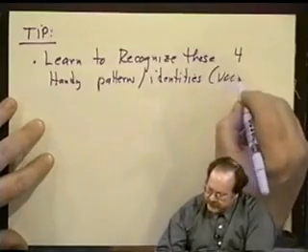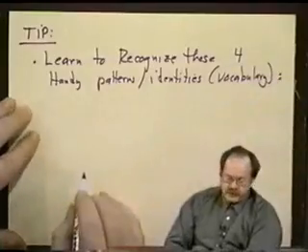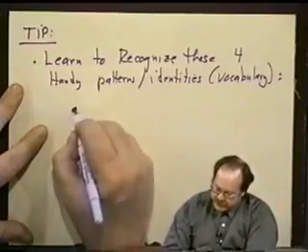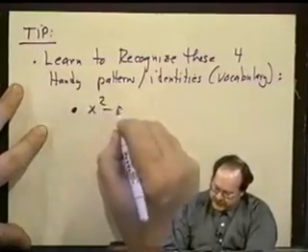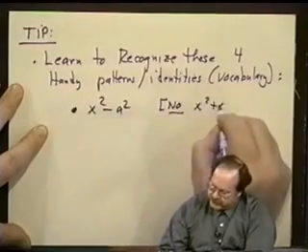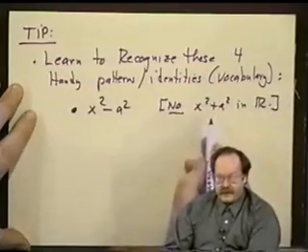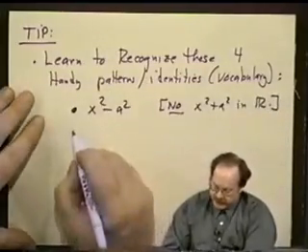And you could also think of them as your vocabulary for today. Which ones am I talking about? Here are the 4 I mean. X squared minus a squared, and I'll put next to it that there's no x squared plus a squared in the real numbers. There's no factorization for that, but there is one for x squared minus a squared.